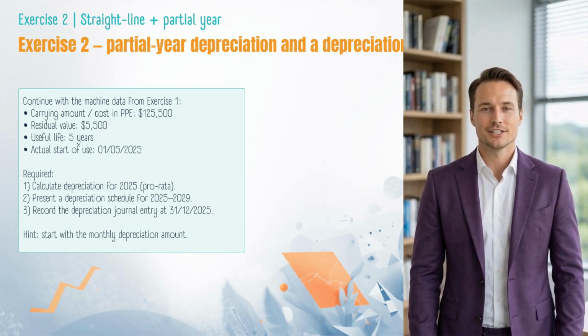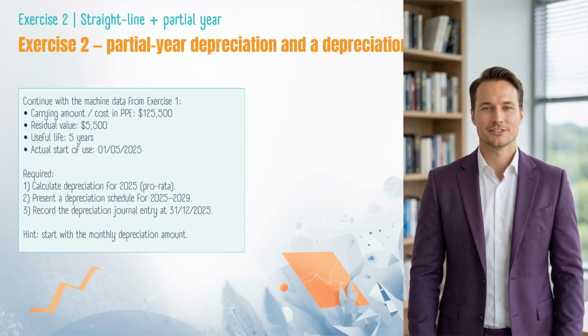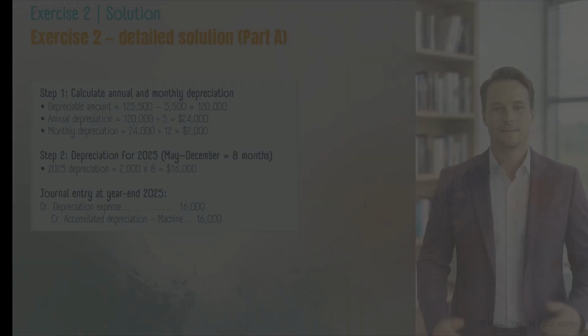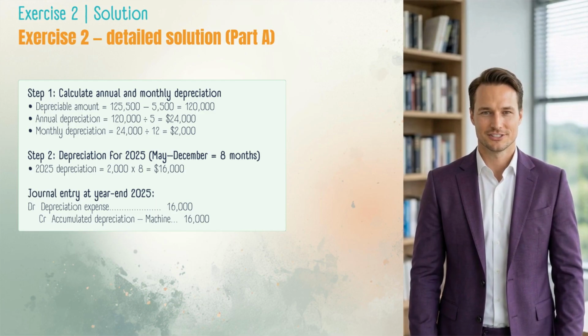The hint tells us to begin with monthly depreciation, and that is exactly the right approach. Whenever an asset starts during the year, monthly thinking is usually the safest path. A common mistake is to calculate annual depreciation correctly, but then forget to adjust the first year for the actual months in use. A practical tip is to circle the start date in the question, because that single detail controls the whole answer. Let us solve the first part of exercise 2.